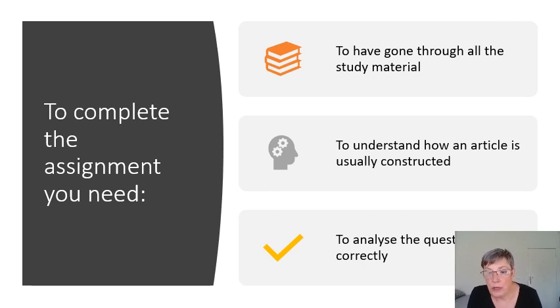Then you need to understand how an article is usually constructed. You will need to read through that article by Cockrell very, very thoroughly. You need to understand exactly what he's dealing with and exactly what he's saying. And to do that, you need to understand what law journal articles usually consist of. This is actually important also for your research module, because what I'm going to say about how articles are constructed also is true for postgraduate work, for dissertations and theses and your LLB dissertation.